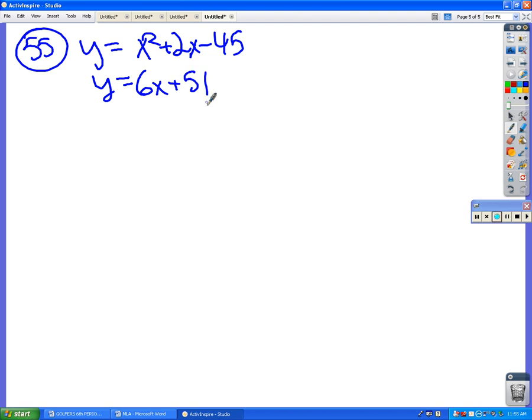Okay, first question everybody should know the answer to. Graham, what do you do first? Is this the thing where you square root? No. Make them equal to each other, yeah. So x squared plus 2x minus 45 equals 6x plus 51.